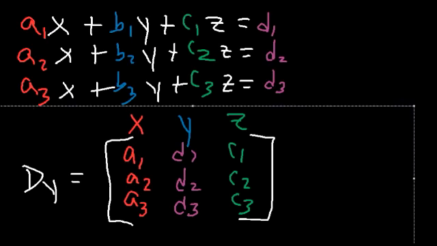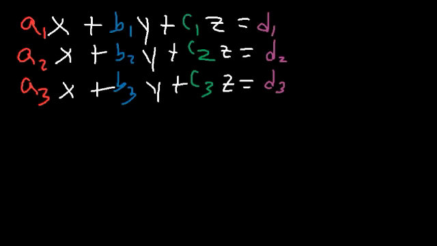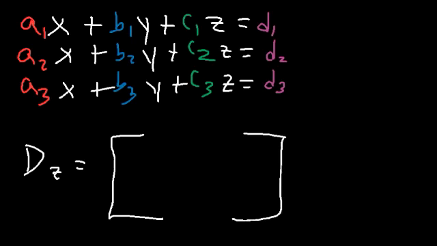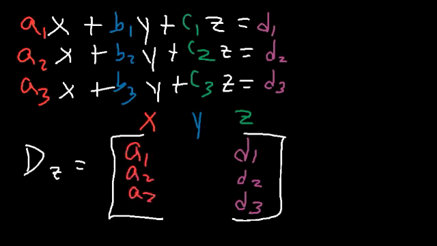Now what about dz? So at this point, you can see a pattern. So for dz, this is going to be x, y, and z. This time, we're going to replace the coefficients of z with d1, d2, d3. So let's put that first. So that's going to be over here, d1, d2, d3. And then everything else is going to be the same. The coefficients of x are a1, a2, a3. And the coefficients of y, b1, b2, and b3.